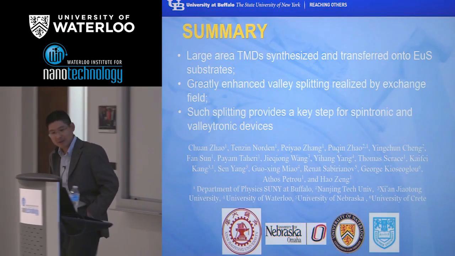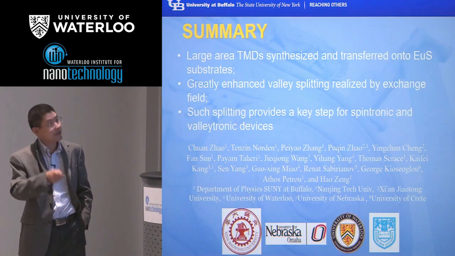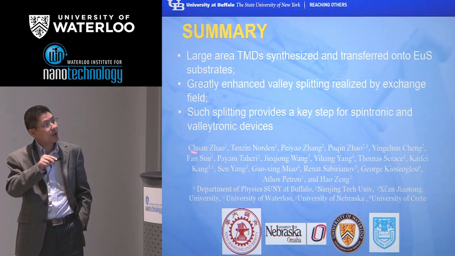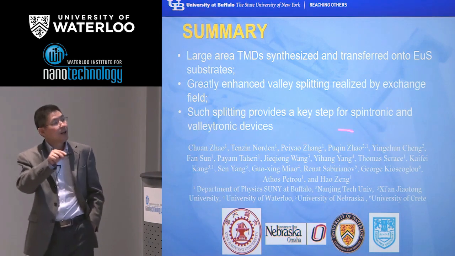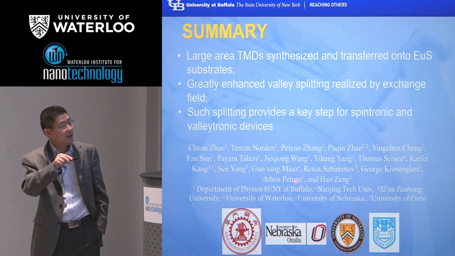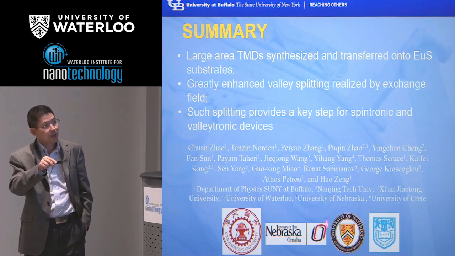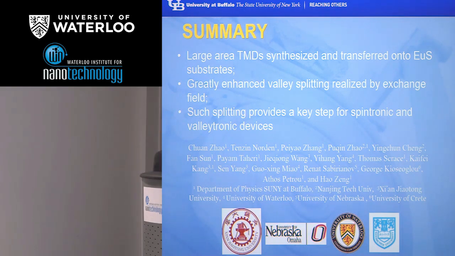Okay, so here's a short summary. I don't want to read it. So the work is done primarily by these graduate students, Chen Zhao, Tenzin Norden, and Peiyao Zhang. And this is a collaboration between 60 institutions, including these Chinese universities, University of Nebraska, who provided the theory support, and the University of Waterloo, Guoxin Miao's group, for providing the magnetic substrate.